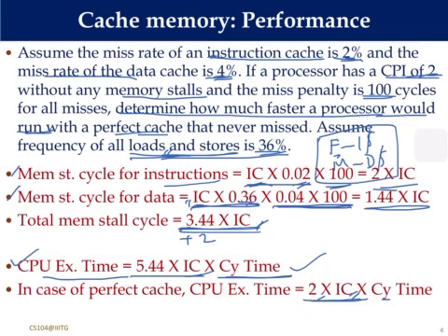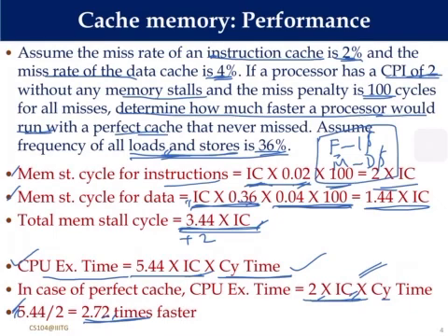Now at one end we have this, at the other end we have this. What is the factor? The factor is 5.44 into IC into cycle time divided by 2 into IC into cycle time, which is 5.44 by 2. So with the perfect cache it is 2.72 times faster with respect to the given scenario. This example deals with the overall execution of a program with some instruction count, some CPIs and the miss rates of the instruction cache and data cache.